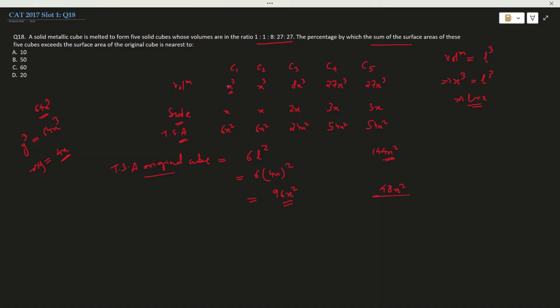I have to compare it with the original cube. Original cube is 90x square into 100. X square gets cancelled, so this 2, so it is 50%. So guys, the correct answer will be 50%, option B.